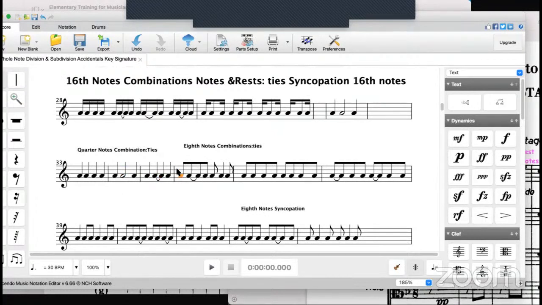Here the eighth note. Ta ta ta ta. Two tied eighth notes are equal to one chord note.